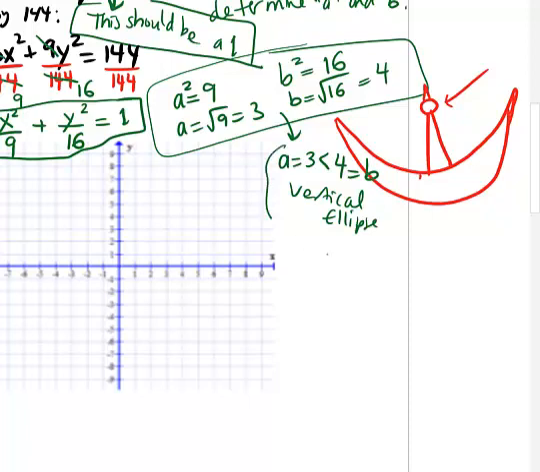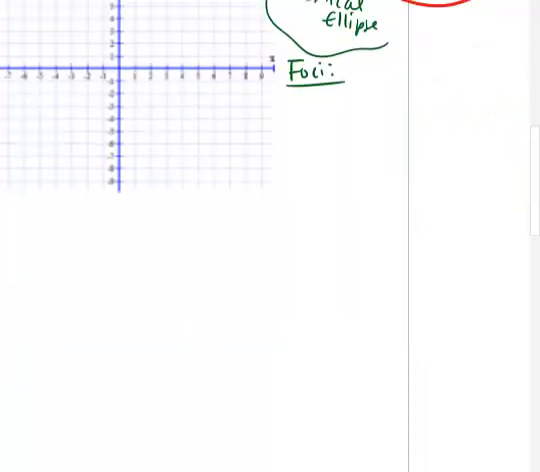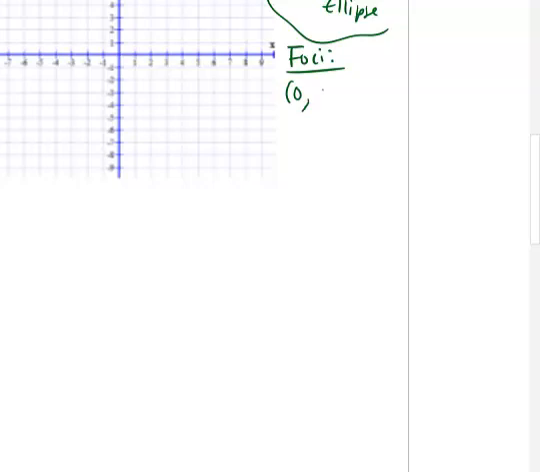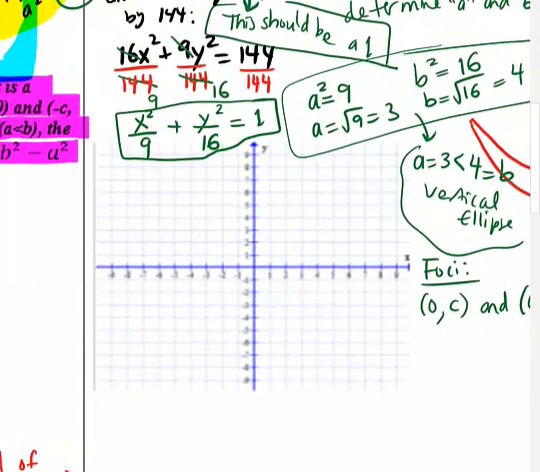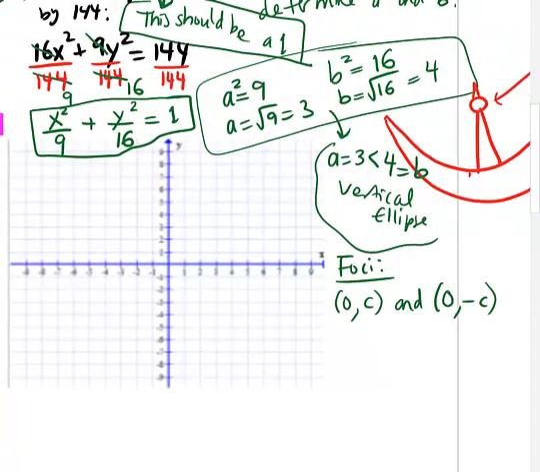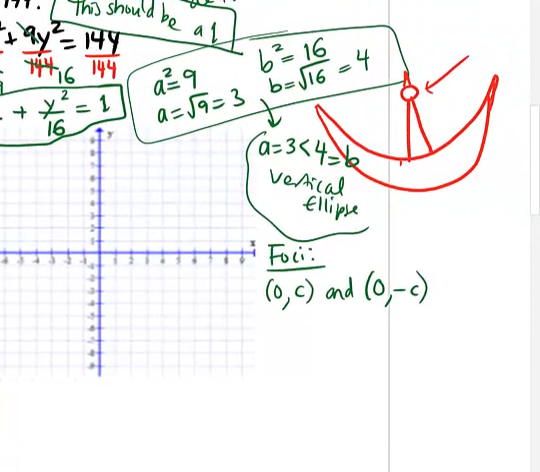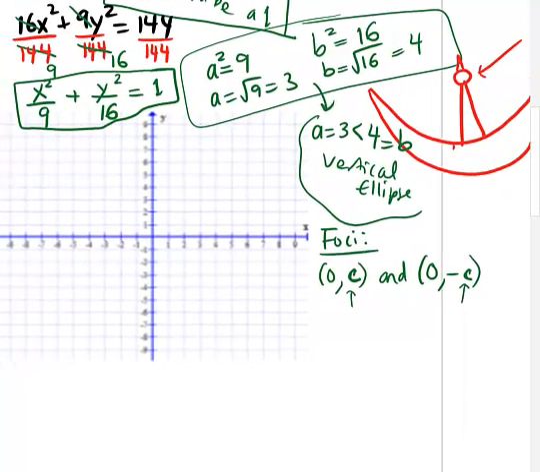That means the foci, when we find them, won't be at c comma 0 and negative c comma 0, they'll be at 0 comma c and 0 comma negative c. If it's a horizontal ellipse, then the c values will be in the x values, which makes sense. But if it's a vertical one, then the values of c will be on the y-axis, the y values. That's how I remember it. But let's do that in a second.